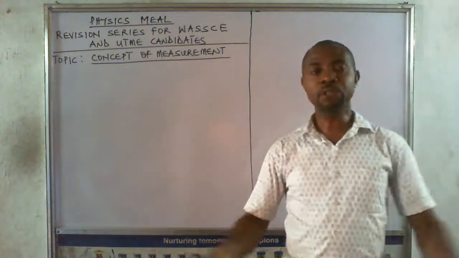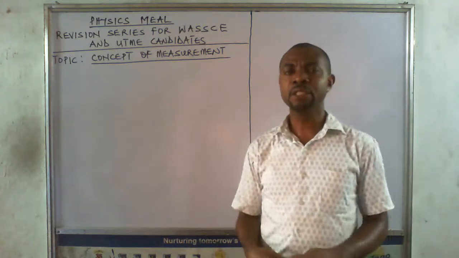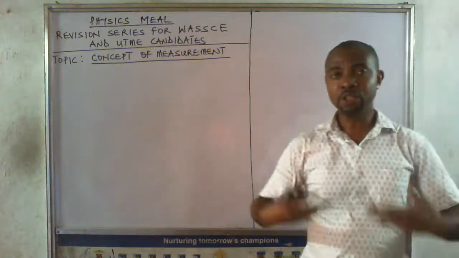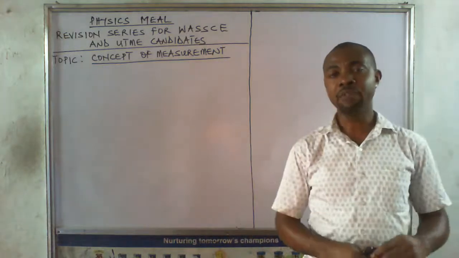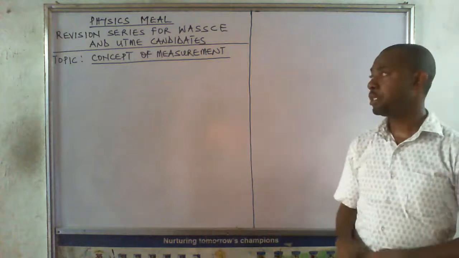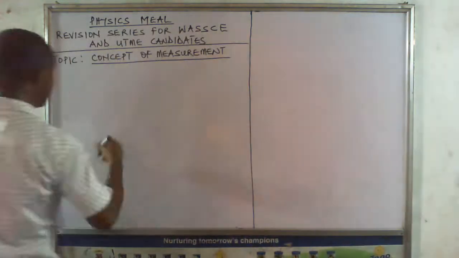So from time to time, we carry out measurement. Even the tailor, when you take a cloth material to the tailor, will also take your measurement. So measurement is very, very important in life. And in sciences, we don't joke with what? With measurement. So there are three things that are necessary whenever we talk about measurement.